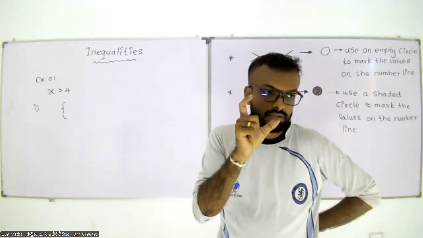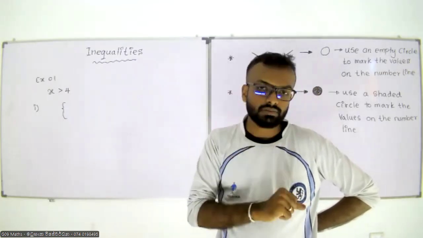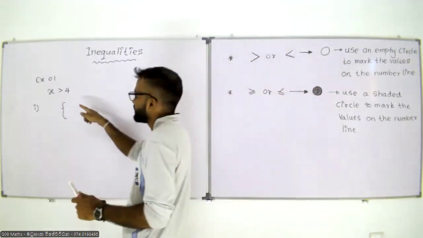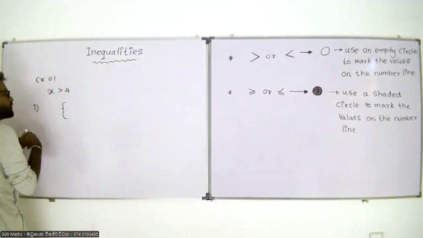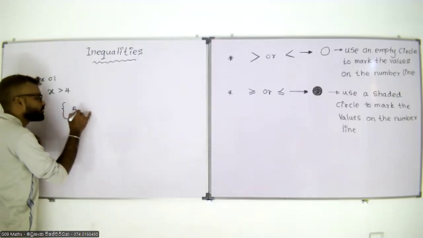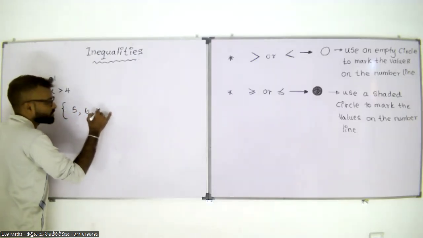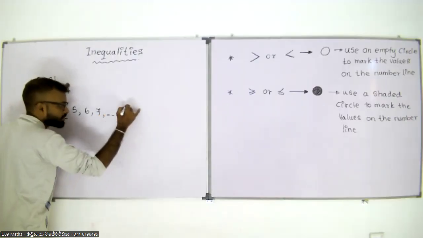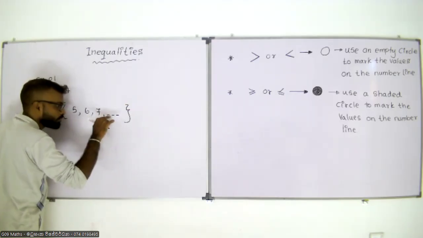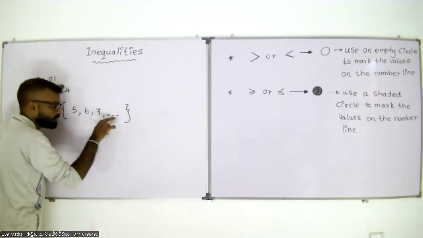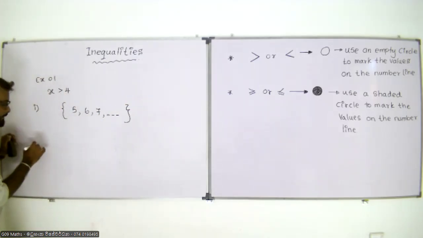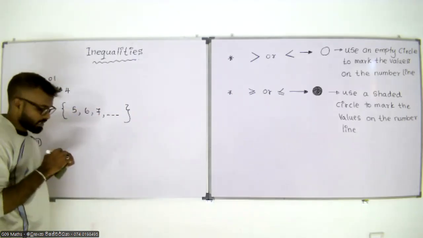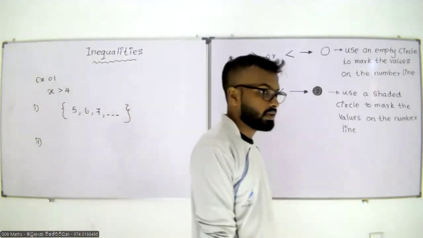Integer solutions. So x is greater than 4. That means you have to begin from 5, 6, 7, 8, and three dots at the end. It means it continues up to positive infinity, right? So please write this down. Then we go to the second part.